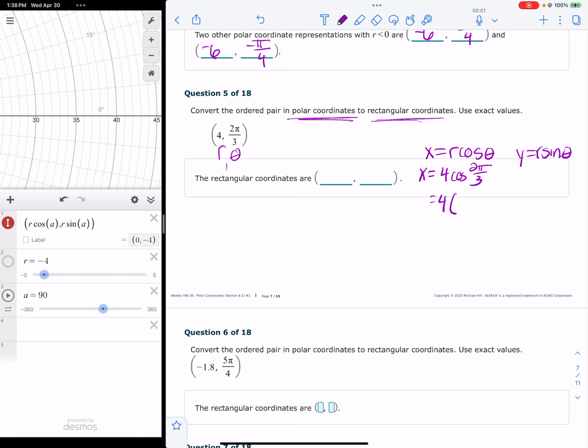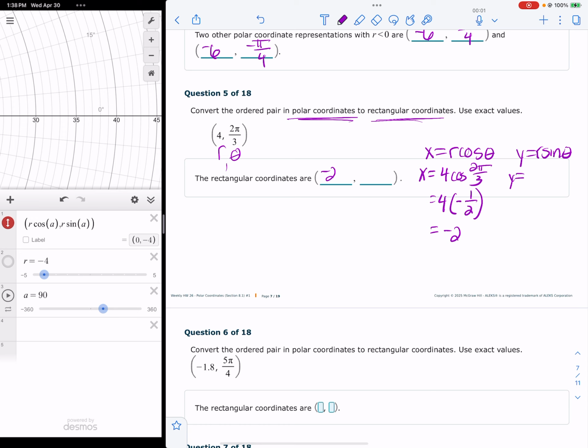Now, what is the cosine of 2 pi/3? Well, 2 pi/3 has a 60-degree reference angle. The cosine of 60 is 1/2. What quadrant is 2 pi/3 in? Well, it's in quad 2, and in quad 2, cosine is negative. So the X coordinate is -2.